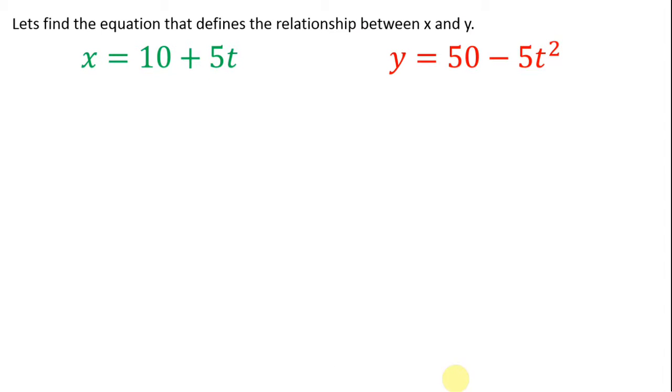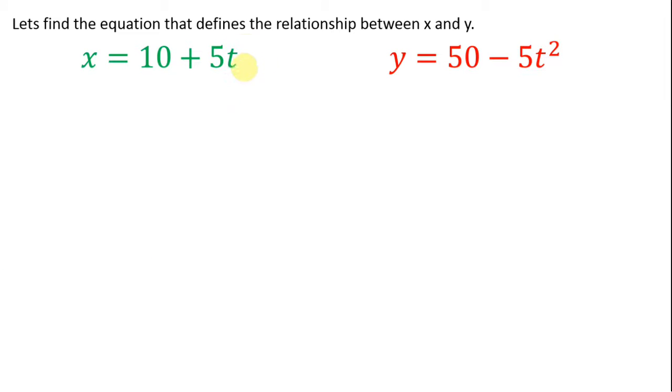So let's find the equation that defines the relationship between x, our horizontal position, and y, our vertical position. We can do this by eliminating our parameter, which is t. To eliminate the parameter, or to eliminate any variable, we're going to use a system of equations. I'm going to use substitution here to eliminate t.